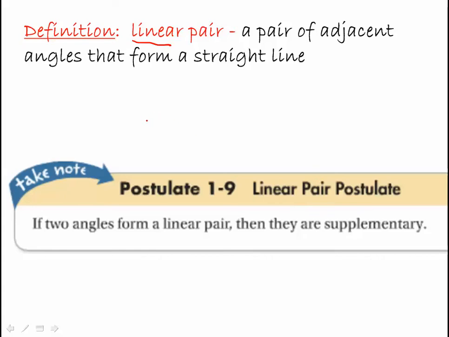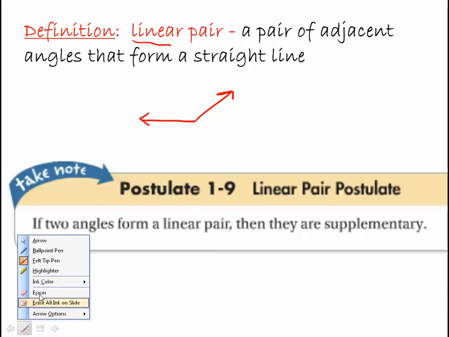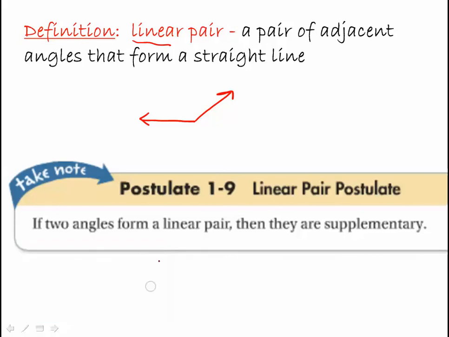In other words, you have an angle and then another angle that's adjacent to it. So these two angles are going to share a side. And when I put them together, they form a straight line, or 180 degrees. Notice these two angles both come from the same vertex, and they both share this side.